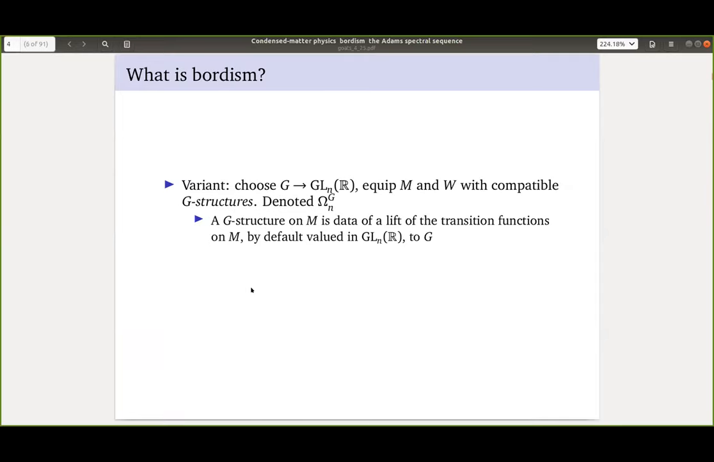There are many variants of this. One that I particularly like is Bordism of manifolds with G-structure. A manifold has transition functions valued in GL_n(R), once you choose an atlas. Given a group G with a map to GL_n(R), you can ask for data of a lift across that map, so transition functions valued in G. For example, if you take the connected component of the identity in GL_n, the functions with positive determinant, then a G-structure for that group G is an orientation, because you're saying all transition functions preserve the orientation.